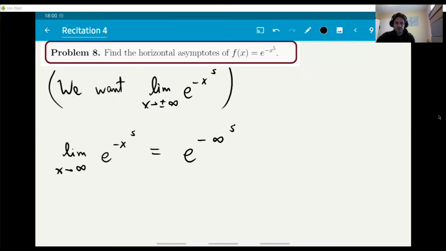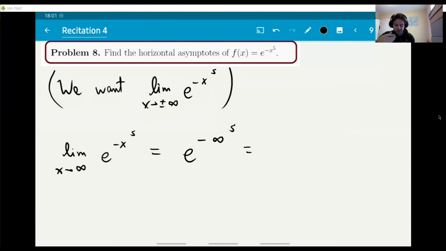If you want to be extra careful about justifying, you should say the outside function, which is the exponential, e to the something, that's a continuous function. Therefore, you know that it is possible to just plug in the value, even though this value is infinity now. So this is kind of an informal calculation, but that's fine.